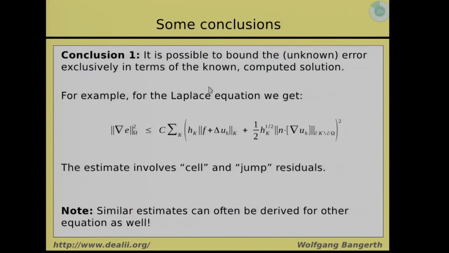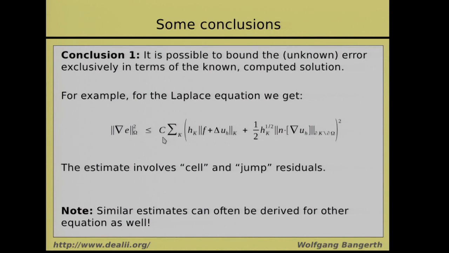Okay, so I'm going to wrap this lecture up with 4 conclusions. The first one: it is possible to bound the unknown error exclusively in terms of the known computed solution. That's exactly what I showed you, right? For the Laplace equation, I can bound the unknown error in terms of only quantities that I can compute, namely the UH. The f is given, the jump of UH is computable, the Laplacian of UH is computable, and for the C, at least I have some sort of upper bound.